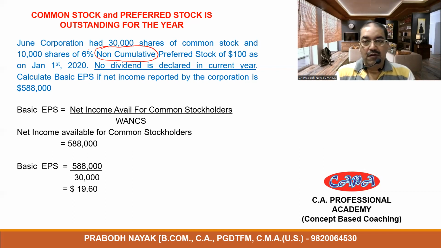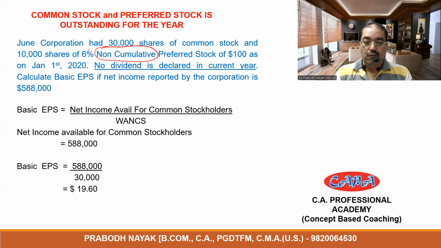Now, what is the important point here? What is different between this and the earlier example? In the earlier example, nothing was given about whether it was cumulative or non-cumulative preferred stock. I was not concerned, but they had given that dividend has been declared. Dividend has been declared. So I assumed that it is non-cumulative.